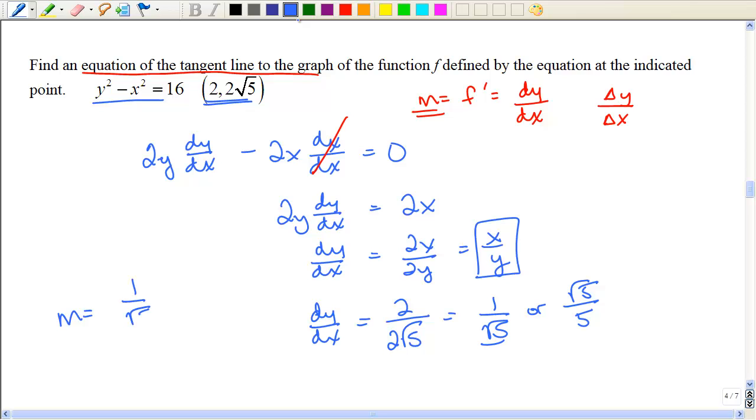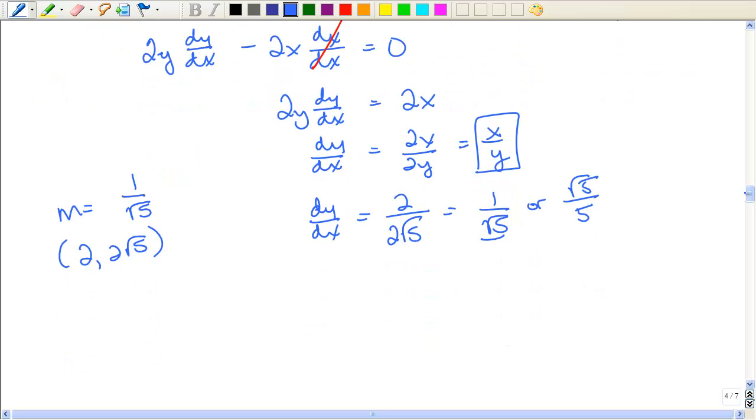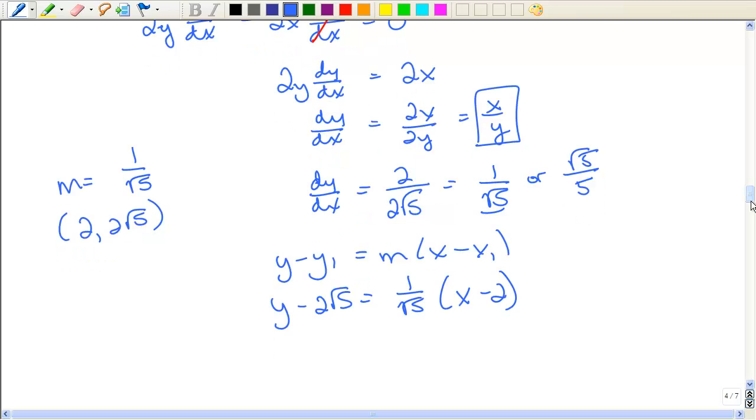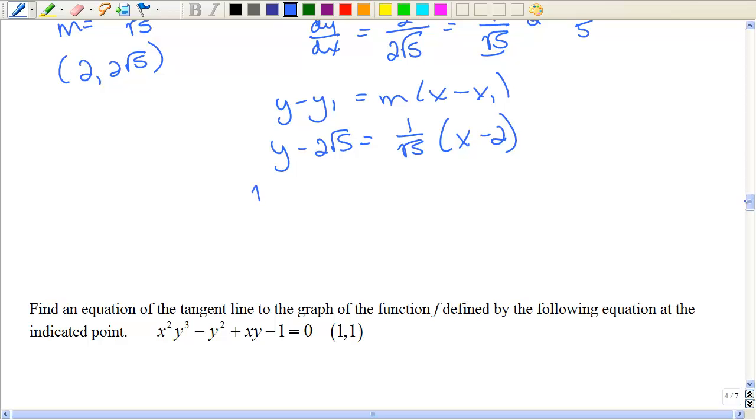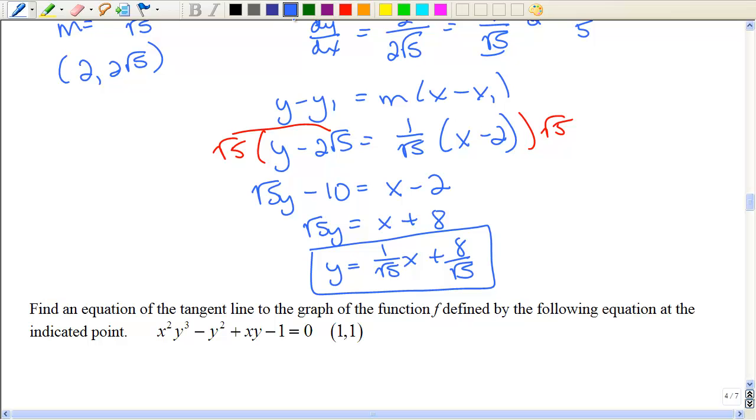So my slope is 1 over the square root of 5, and my point is 2 and 2 square roots of 5. So I'm going to use that point slope form that we've used many times. Then I'm going to multiply everything by the square root of 5. Okay, so let's be careful here. If I multiply everything by the square root of 5, and I multiply that, that's 5 times 2, which is 10. And the square root of 5's cancel on the other side. And there is your equation of the tangent line.